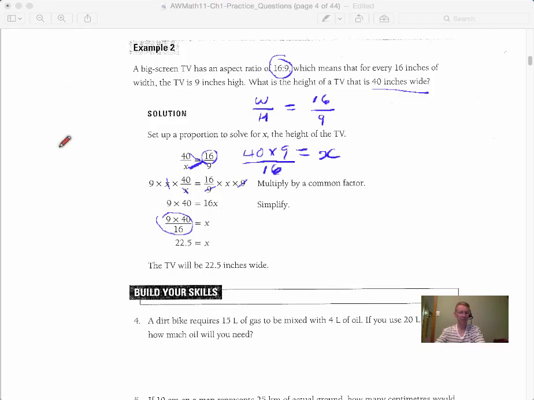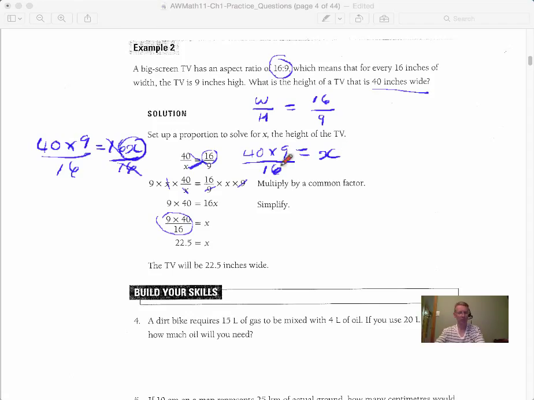Another way to look at this is that top times bottom, 40 times 9, will equal this top times this bottom, 16 times x. And then from there you can divide both sides by 16. 16's cancel here and here to leave just the x value of 40 times 9 divided by 16, which is what they end up with here. So different ways to do the same problem.